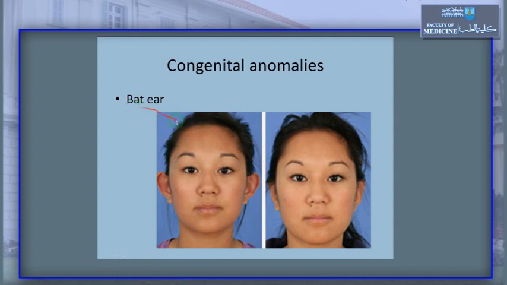More minor congenital anomalies like the bat ear. Here we see a protruded ear with absence of some of the ridges. So this is corrected by a procedure called otoplasty if the patient is willing for a cosmetic repair.